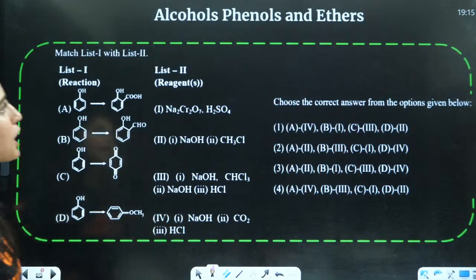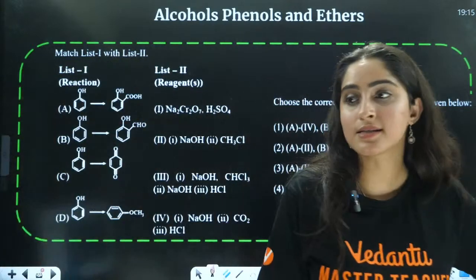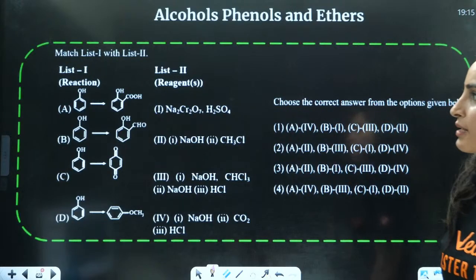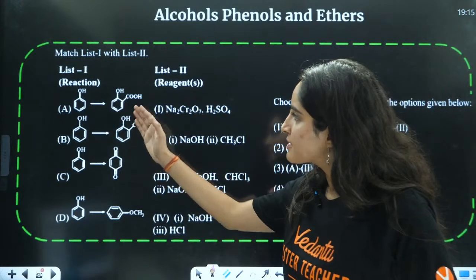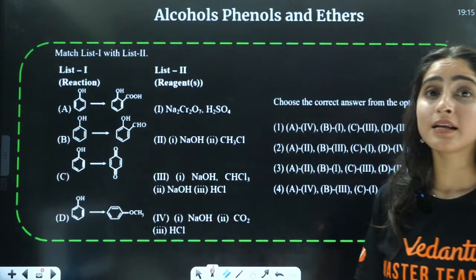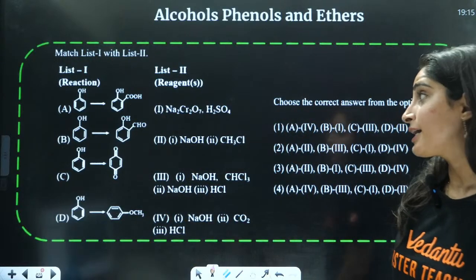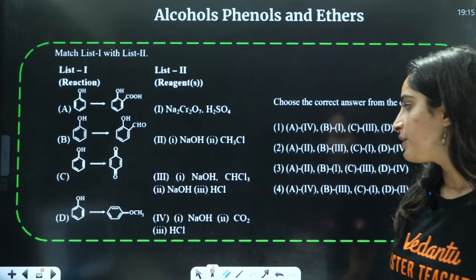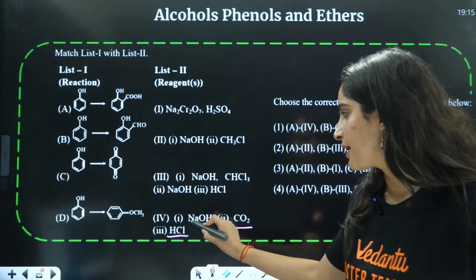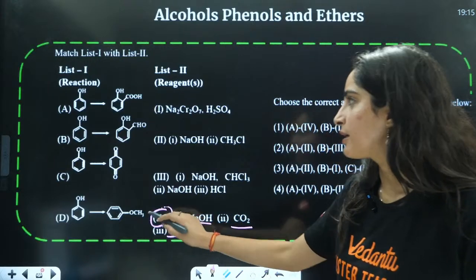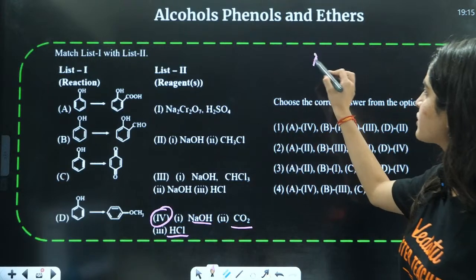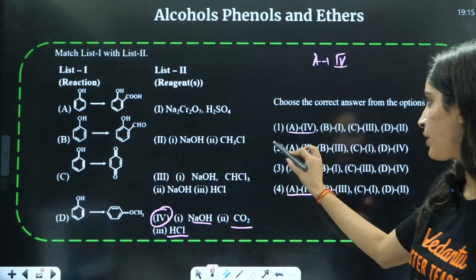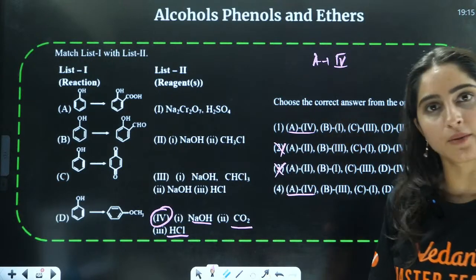Okay. Now, as you can see here, phenol is giving us salicylic acid. That is possible. Salicylic acid is possible with CO2, HCl and this. That means fourth is the correct answer. A is with fourth. So that is only possible in 2 cases. Second and third options are eliminated.